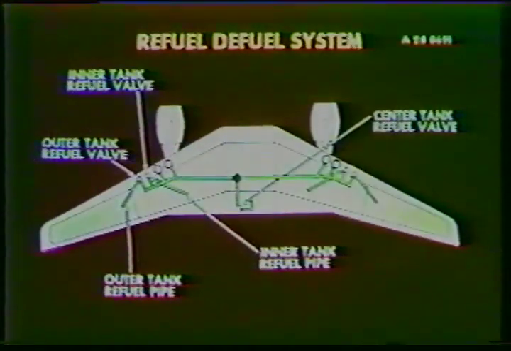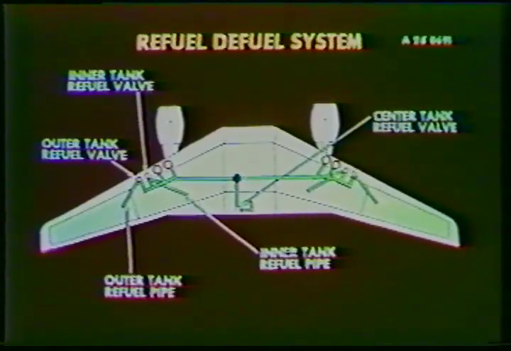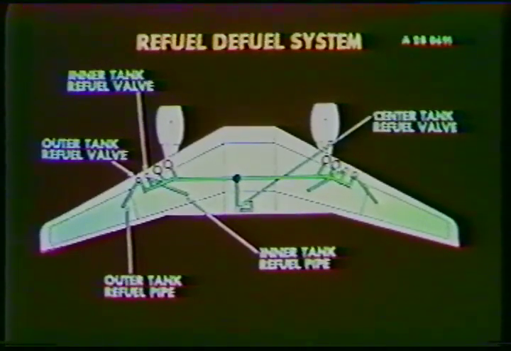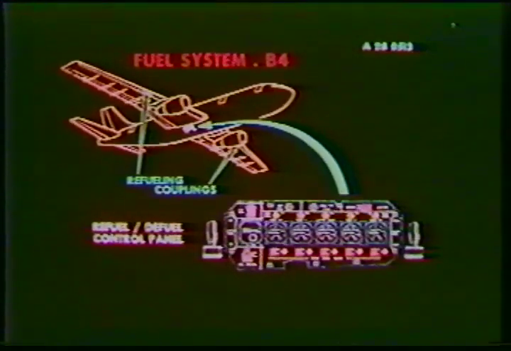For each tank, one refuel-defuel valve is connected to the refuel-defuel line and controls the flow of fuel into the respective tank. Refueling, defueling, and transfer of fuel from tank to tank is controlled from a panel underneath the right center part of the fuselage.